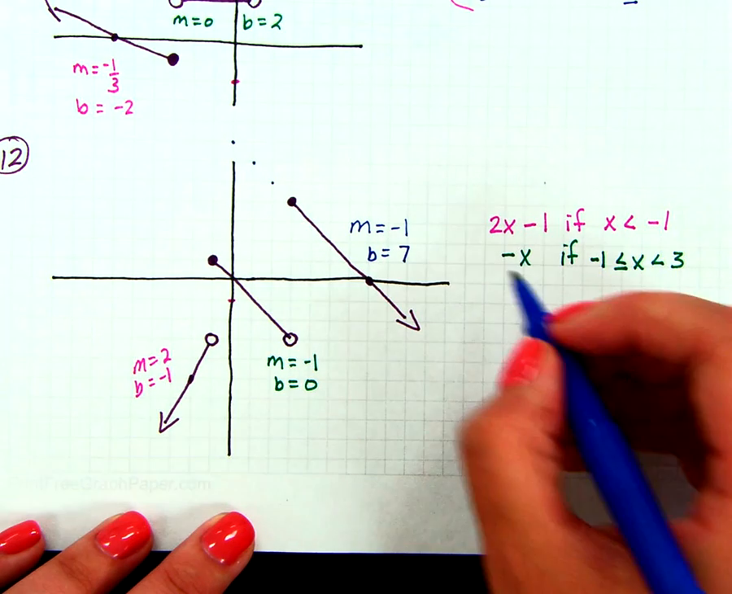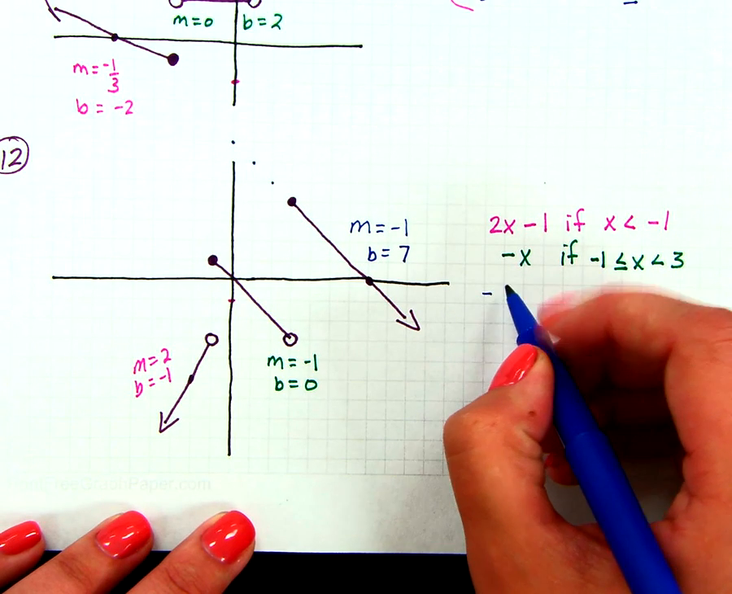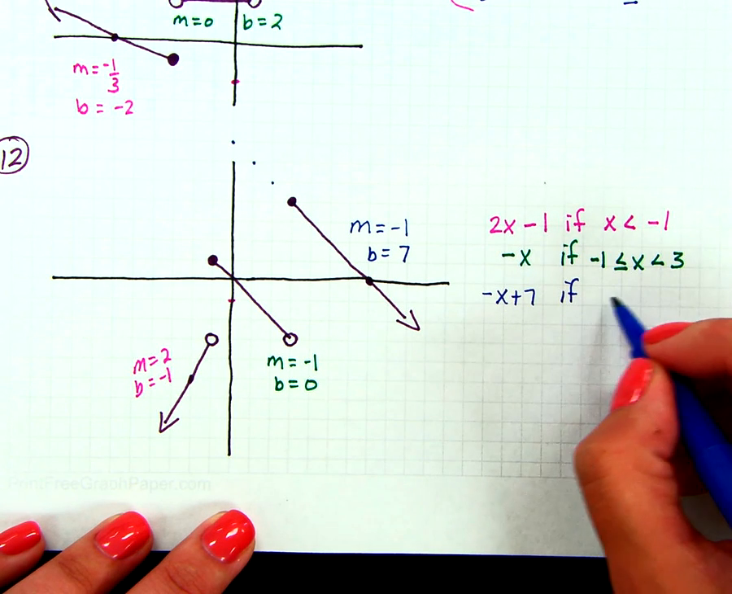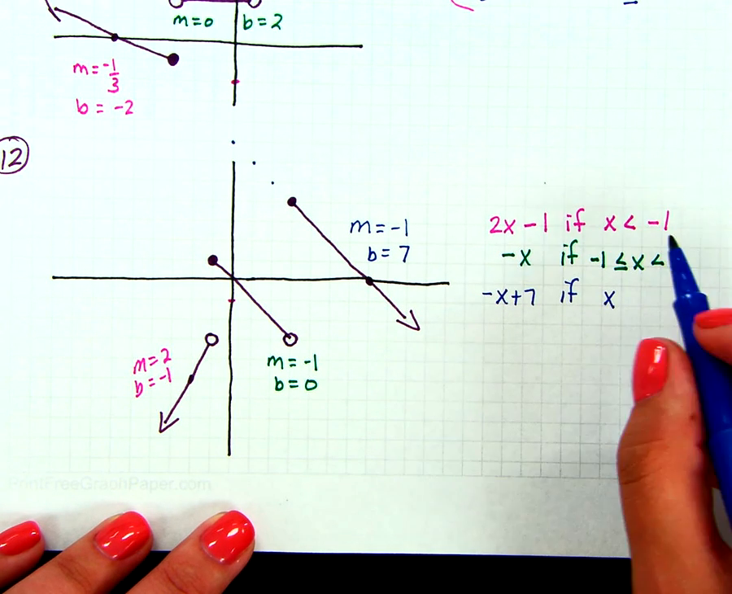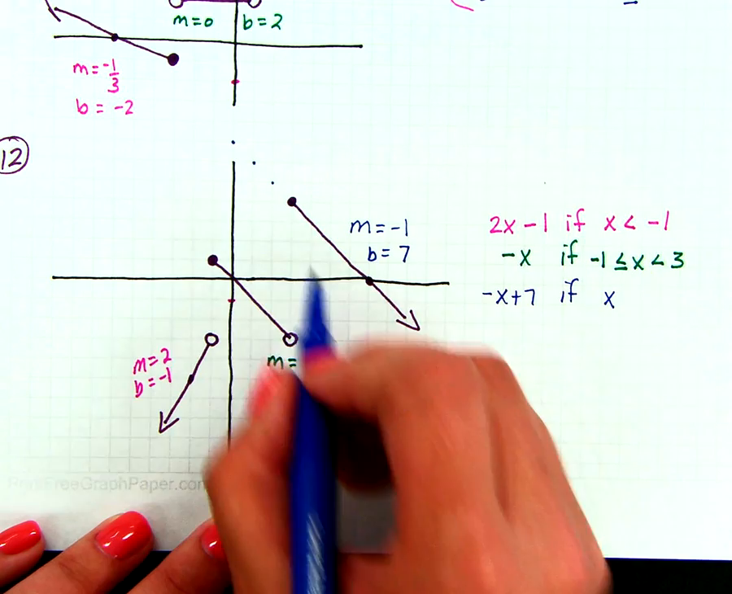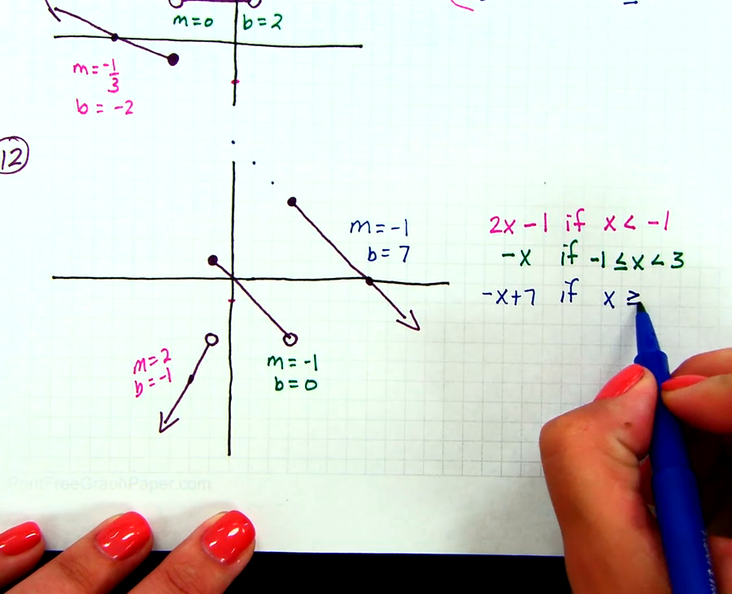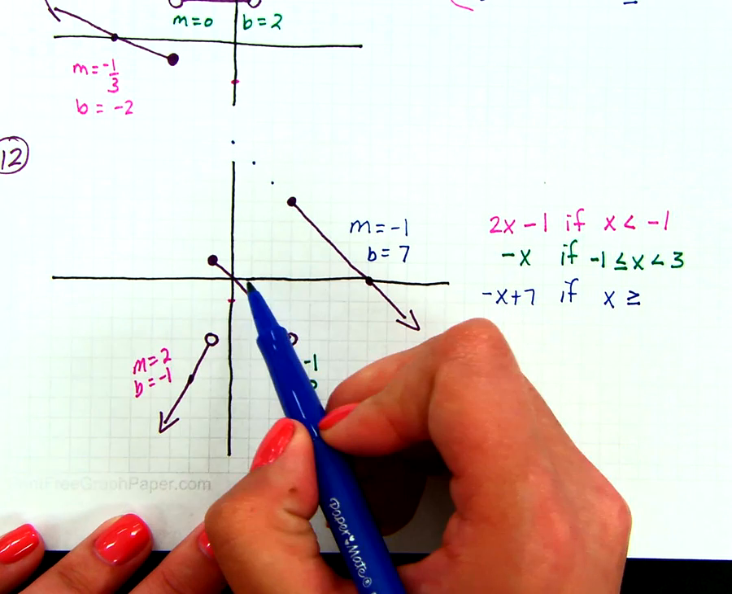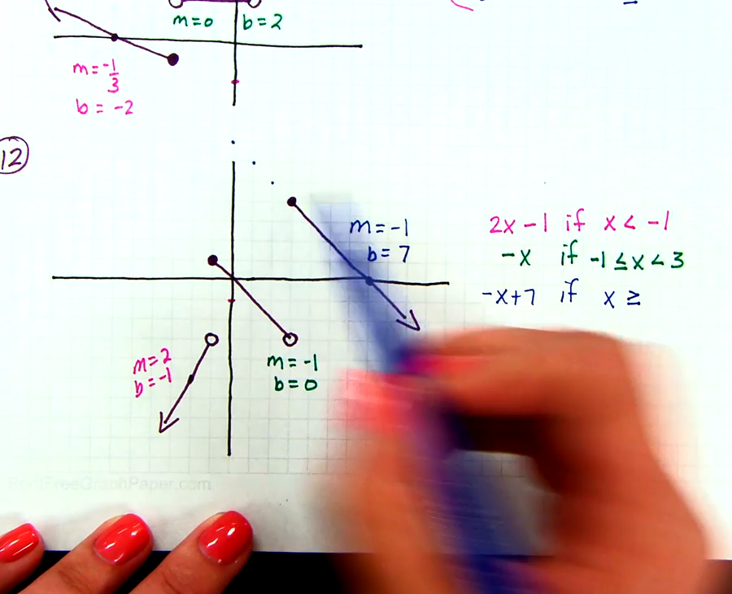So our equation is going to be -x plus 7 if, then we have one endpoint, so we're going to have an x and a number. And since it's going to the right, it has to be greater than, and our closed circle would be equal to. And then our x value looks like it's going to be at 1, 2, 3.